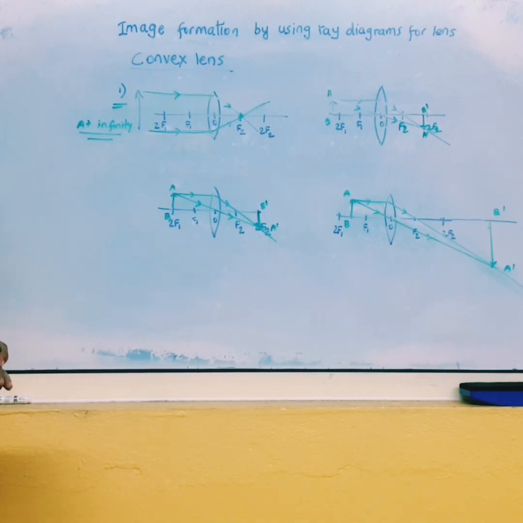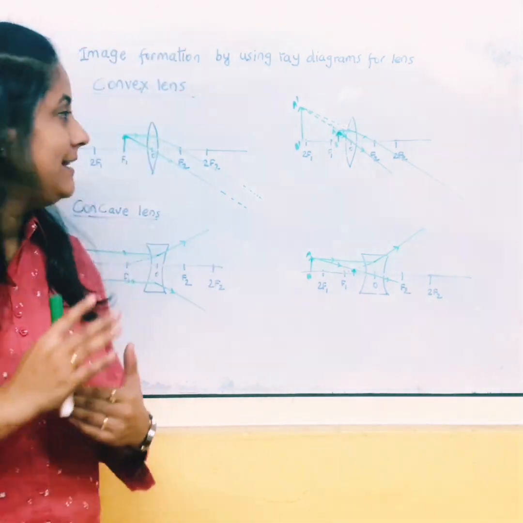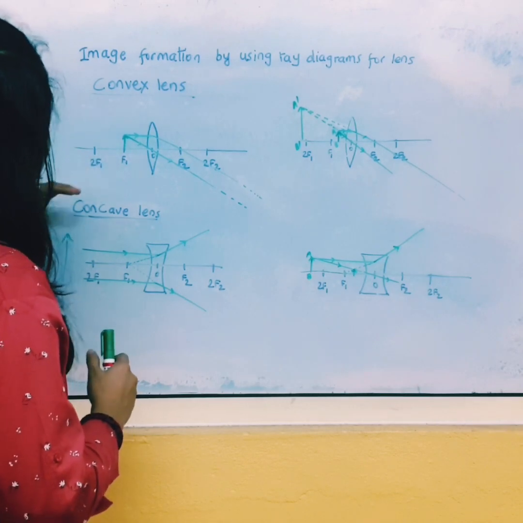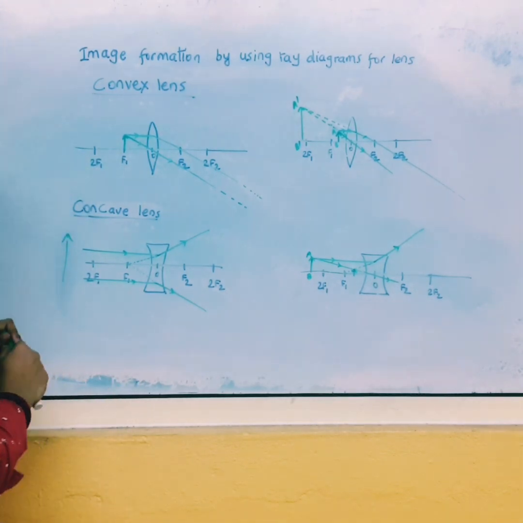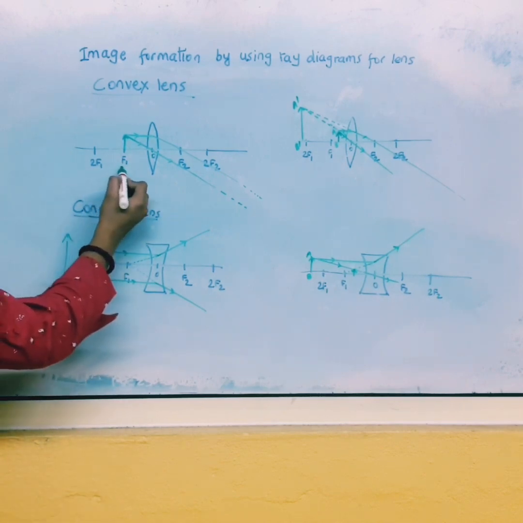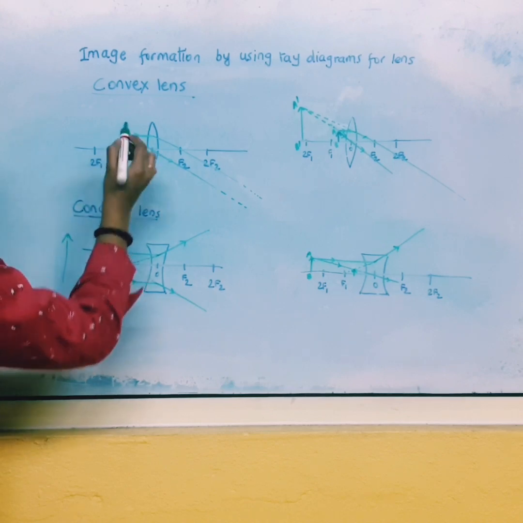Now let's learn the next two. Okay. So now let's learn the last few diagrams that are left of convex lens, and after that we will learn concave lens. So convex lens. Next case is when the object is kept at F1. Okay, so the object is kept at F1.